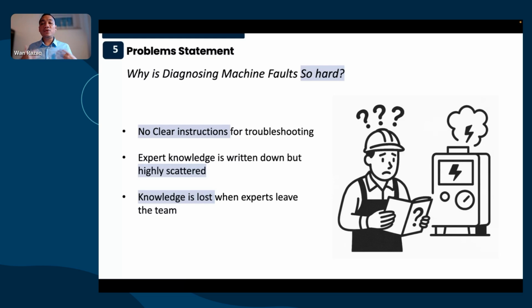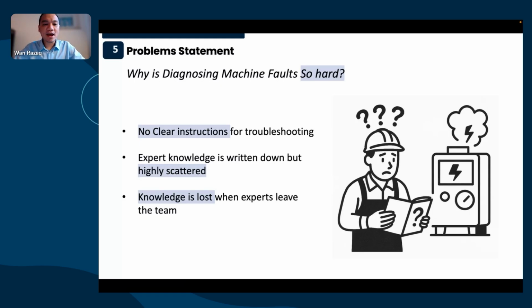But troubleshooting a machine is also hard, because in general there is no clear instruction for troubleshooting, because the knowledge is saved within the heads of the experts, of the engineers. So there is no clear instruction for troubleshooting, especially when it comes to machines that are really complex in terms of components.